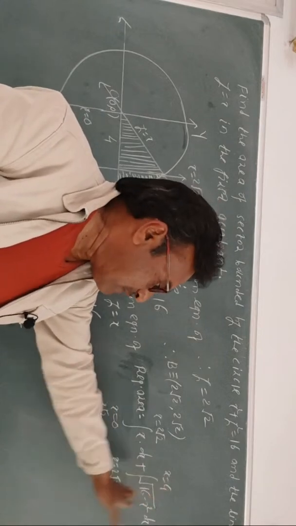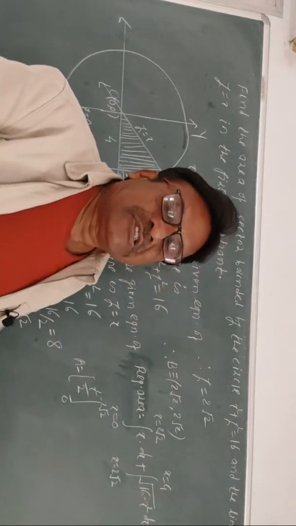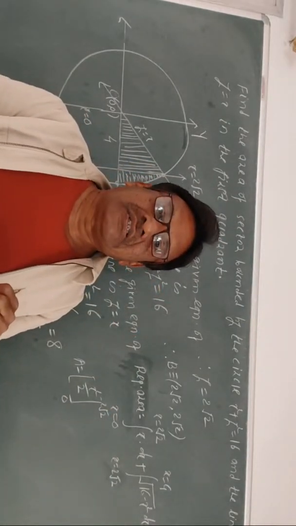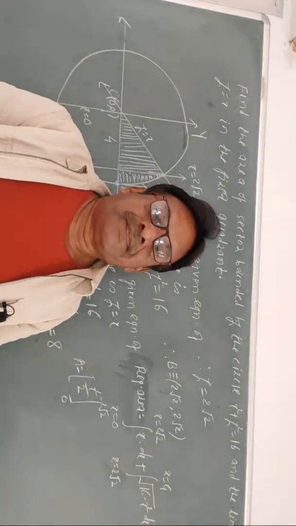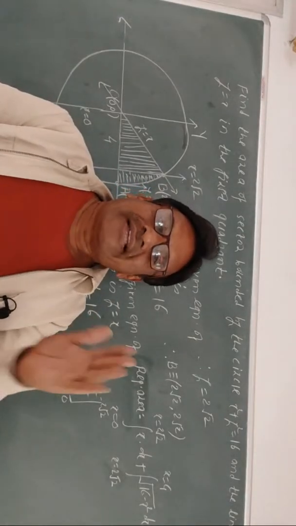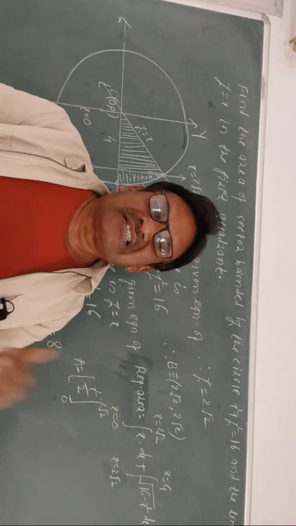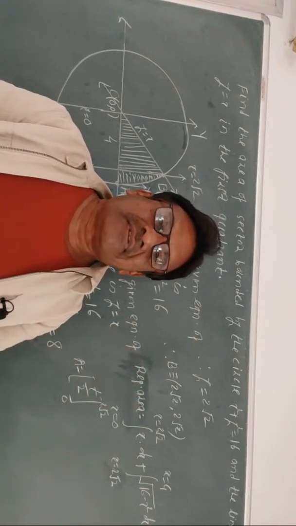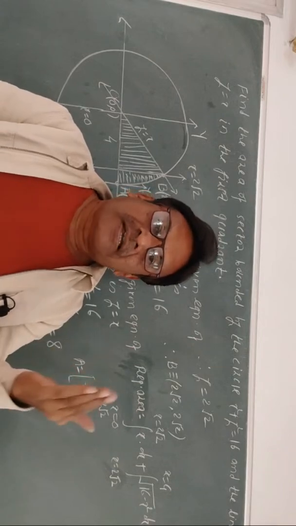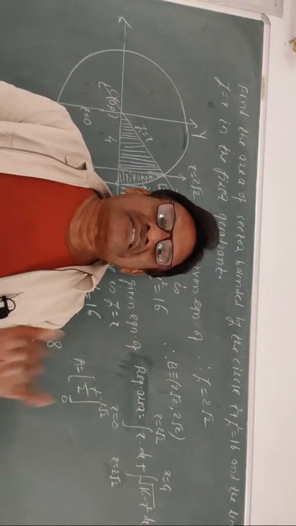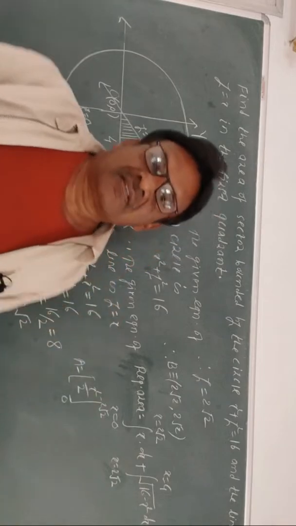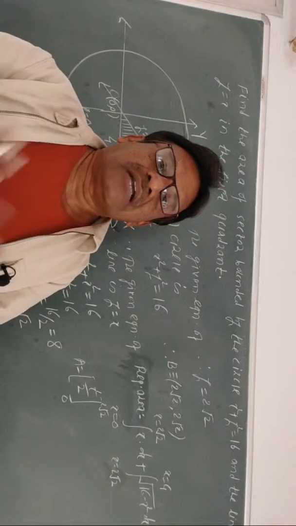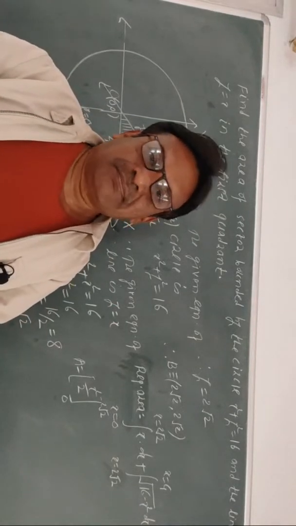And for evaluating these integrations, we use the formula. By now, the formula in indefinite integration is: integration of under root a square minus x square dx is equal to x by 2 under root a square minus x square plus a square by 2 sin inverse x by a plus c. We use this result. We already proved this result by using the integration by parts method.